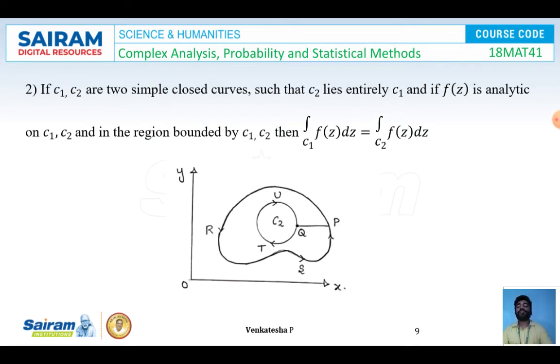Consequence number 2. If C1 and C2 are two simple closed curves such that C2 lies entirely within C1, and if f of z is analytic on C1 and C2 and in the region bounded by C1 and C2 also, then the integral over C1 of f of z dz will be equal to the integral over C2 of f of z dz. So I'm taking an XOY plane. In the XOY plane, I'm taking two curves C1 and C2. The C2 curve lies entirely within C1. Then the total area of the curve C1 will be equal to the total area of the curve C2.